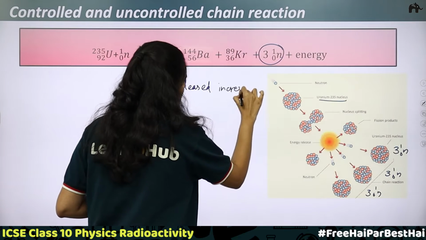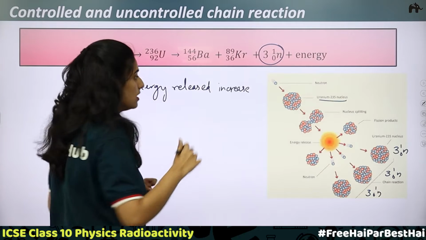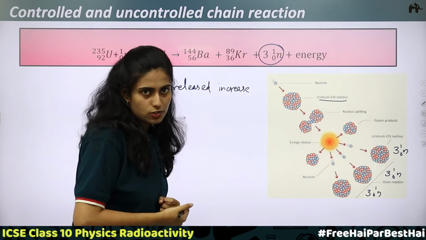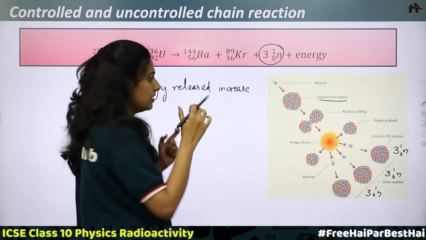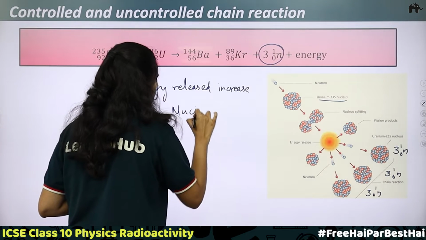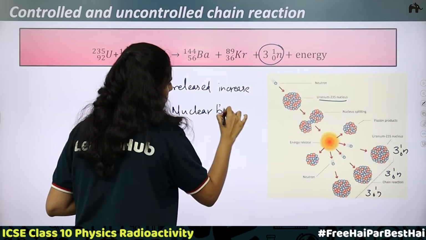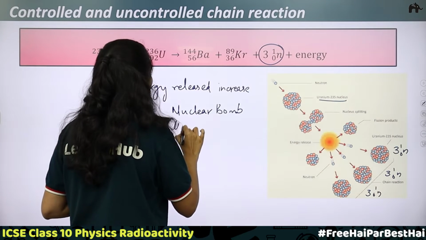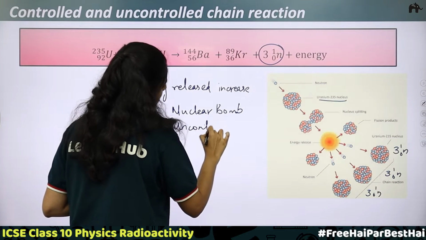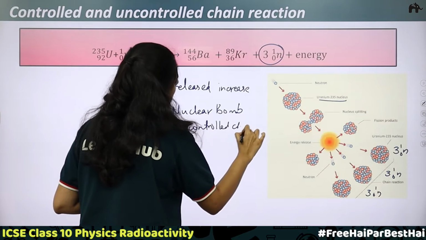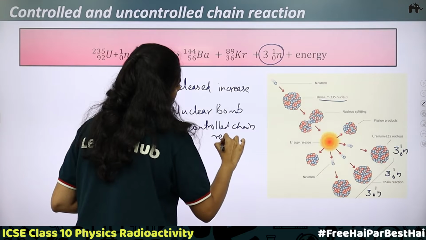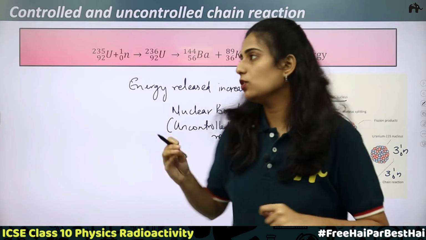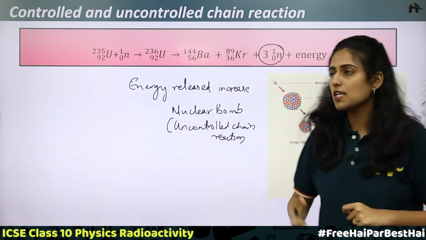Due to this increase in the energy, what happens? It can cause an explosion. A uranium explosion it can cause. This is very harmful and this is used in the case of a nuclear bomb. So this is an example of an uncontrolled chain reaction. In an uncontrolled chain reaction, the neutrons which are released will go strike other uranium atoms and release neutrons again.